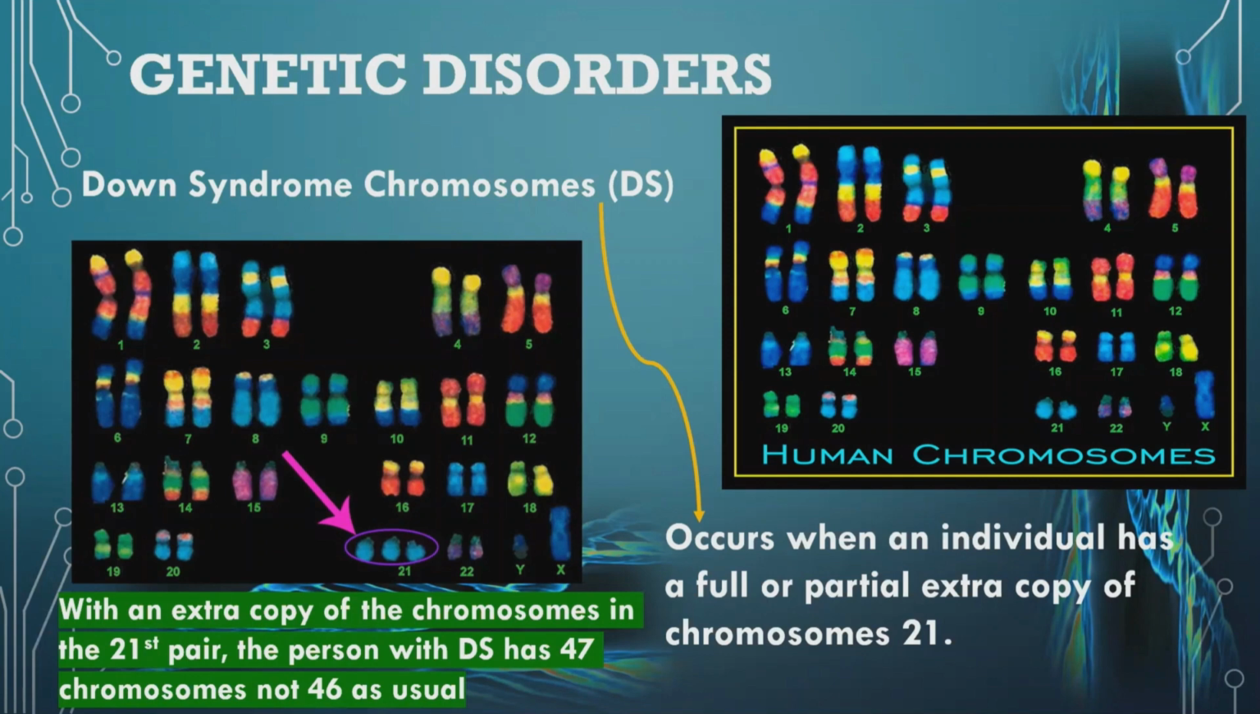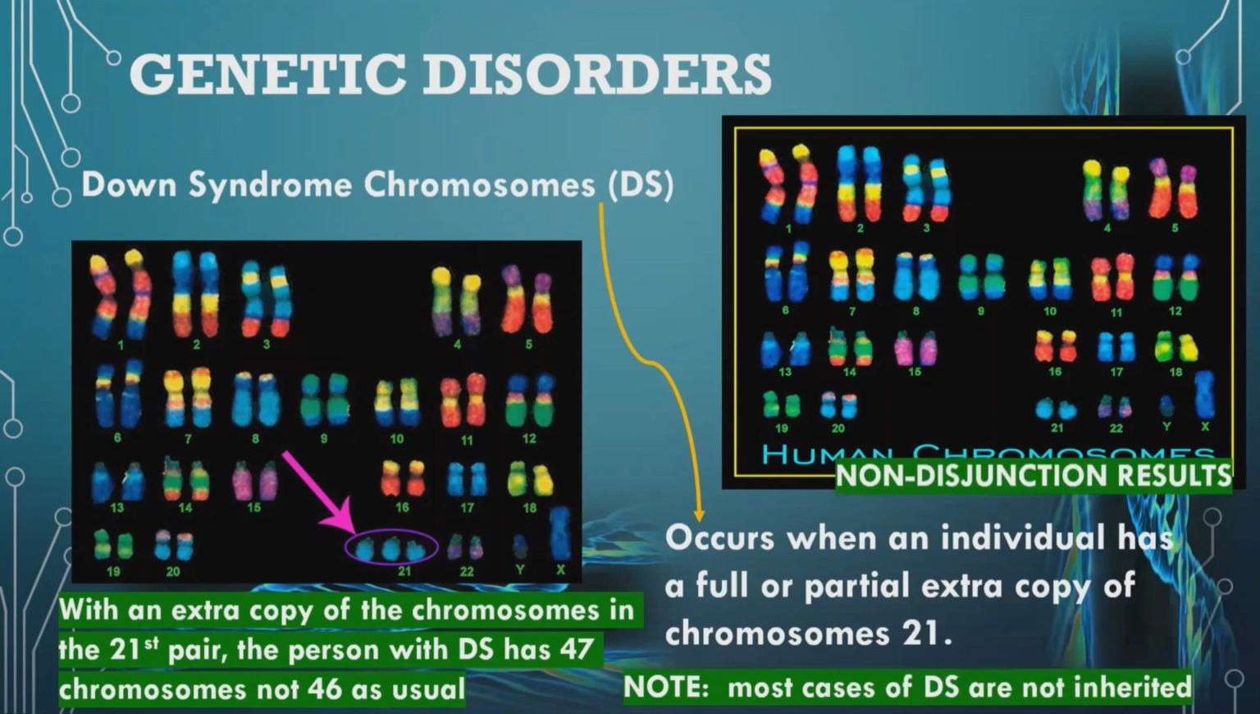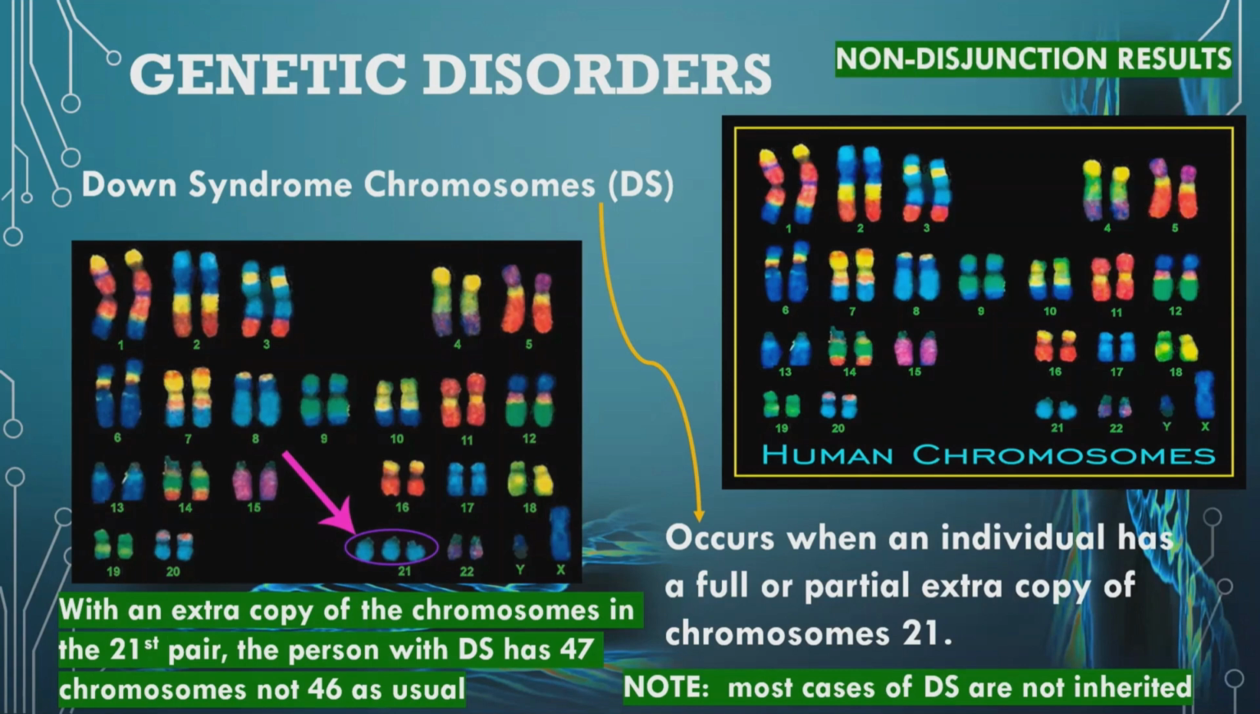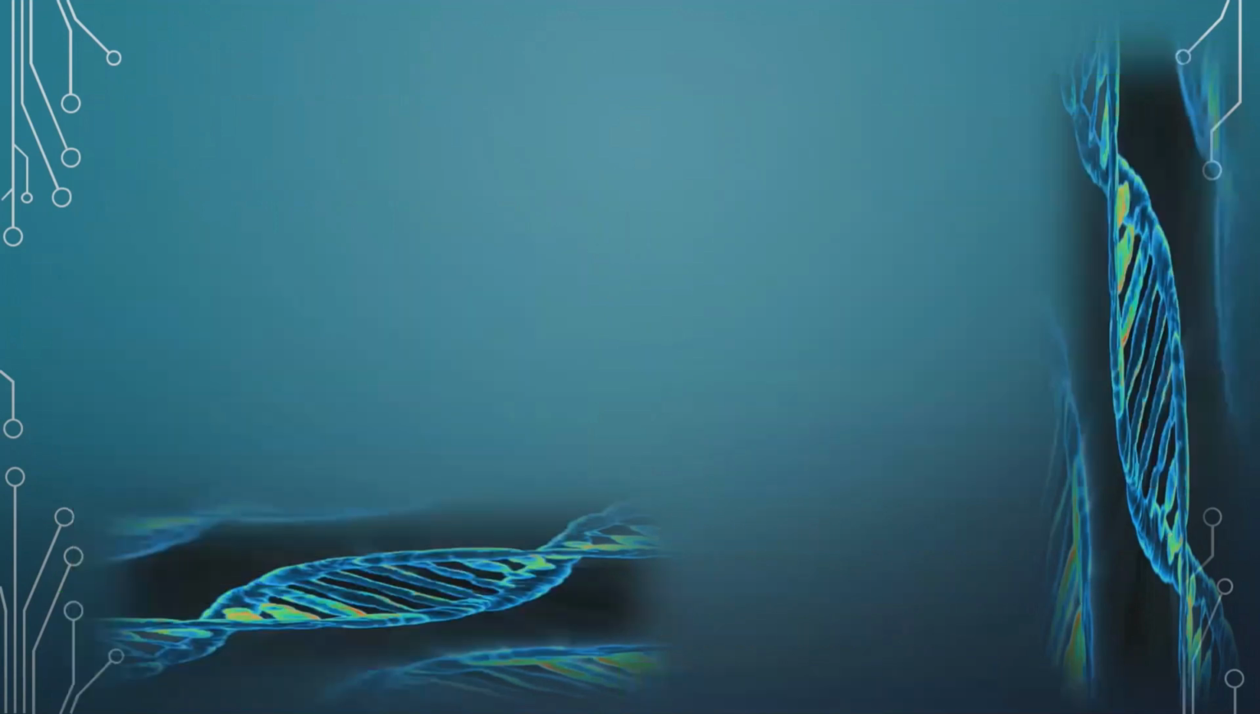Most cases of Down syndrome are not inherited, but occur as random events during the formation of reproductive cells, eggs and sperms. An error in cell division called non-disjunction results in reproductive cells with an abnormal number of chromosomes. It affects 1 in 800 to 1 in 1,000 live-born infants.